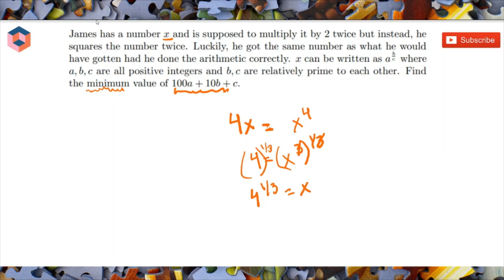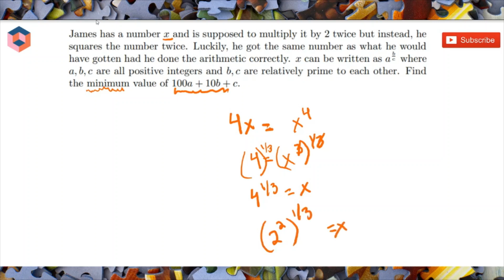So would our answer just be 413, since a equals 4, b equals 1, and c equals 3? Well, remember that there might be more than one value. There might be, not necessarily, but there might be. Notice that 4 is a perfect square. We can rewrite 4 as 2 squared, to the power of 1/3, is equal to x.